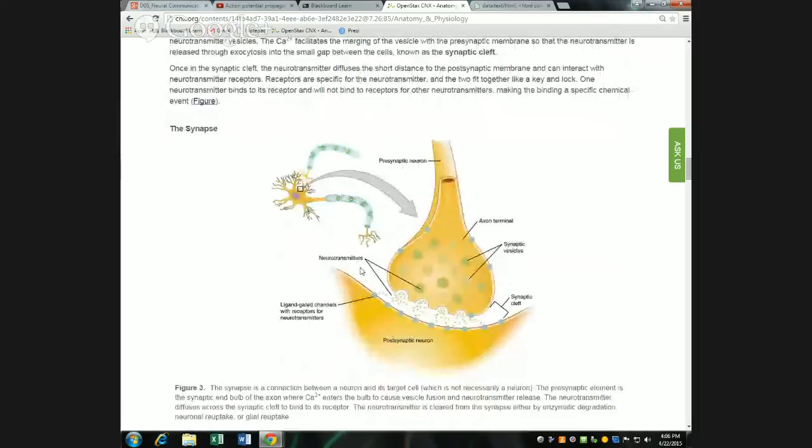This is a figure in this chapter that's very much like the figure in the muscle chapter, showing the components and talking about how when the action potential gets to the synaptic end bulb, it causes neurotransmitter release, which will then diffuse across and bind to its receptor.